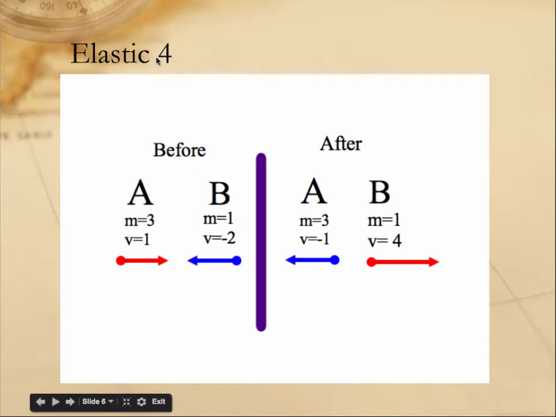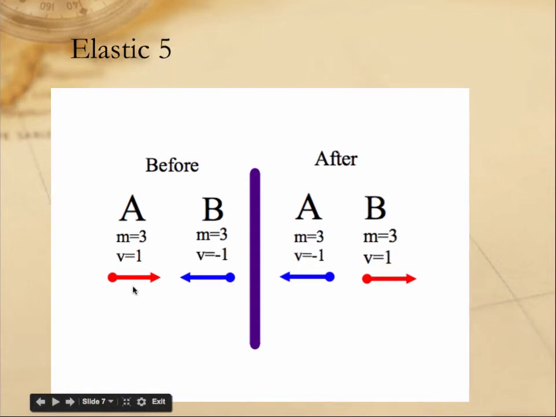Now in this elastic, this is number 4, both objects are moving toward each other like a head-on collision. You have a large object moving slow and a small object moving fast. Notice the velocity is negative because we're going in the opposite direction. What happens after that collision is that the large object, object A, is going to bounce backwards and object B is going to bounce backwards. So they came toward each other and now they are bouncing away.